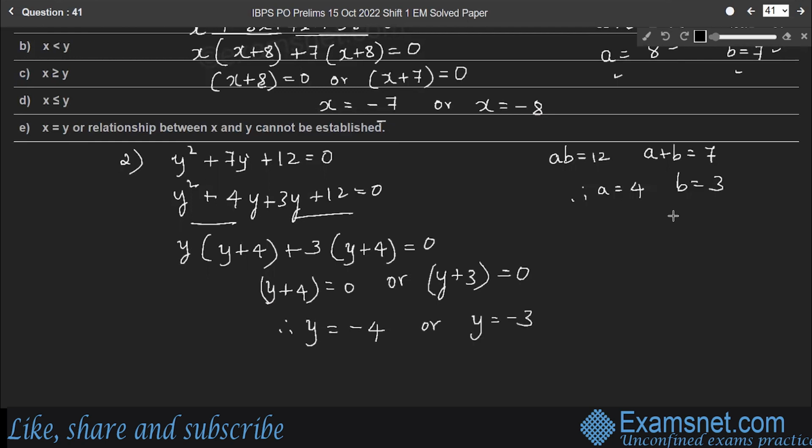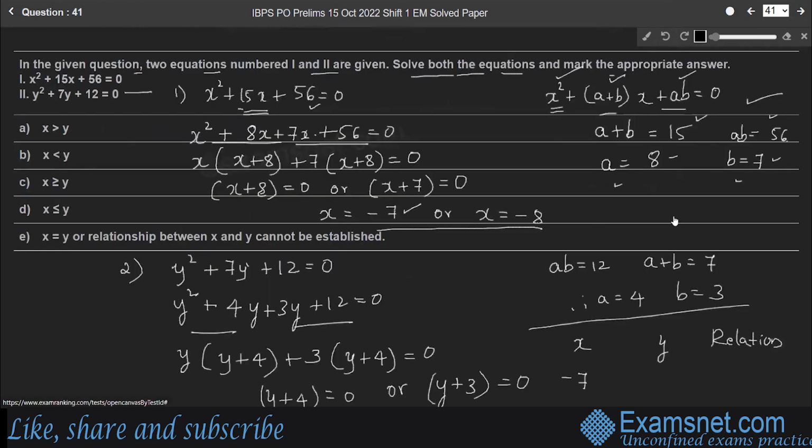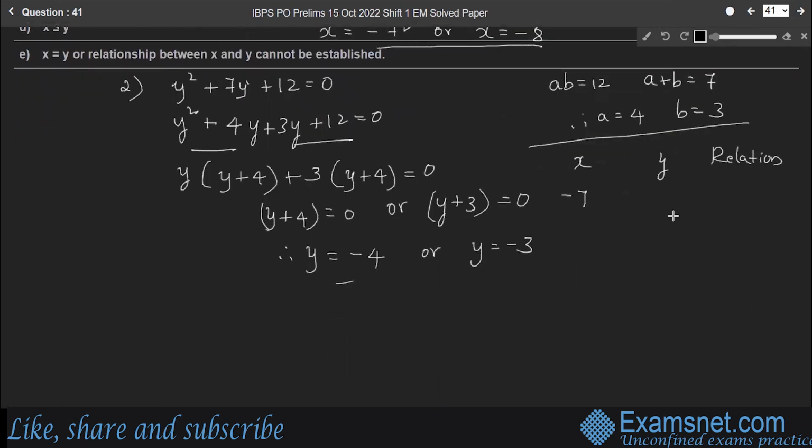Right? Now compare the values of x and y. Now consider x, y and their relation. If the value of x is minus 7, y is minus 4. Then x is less than y. Minus 7 is less than minus 4. If again x is minus 7, y is minus 3. In this case also x is strictly less than y.